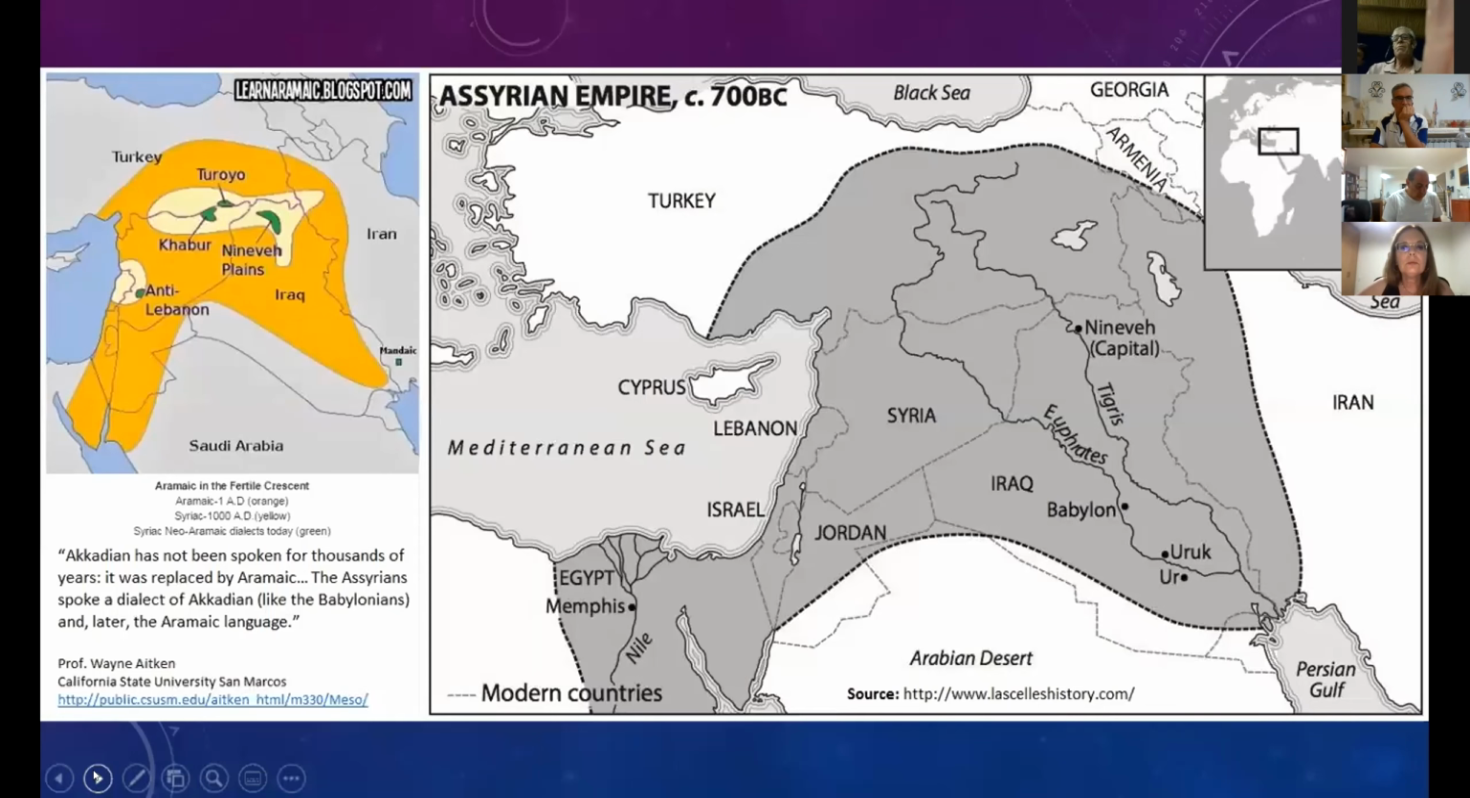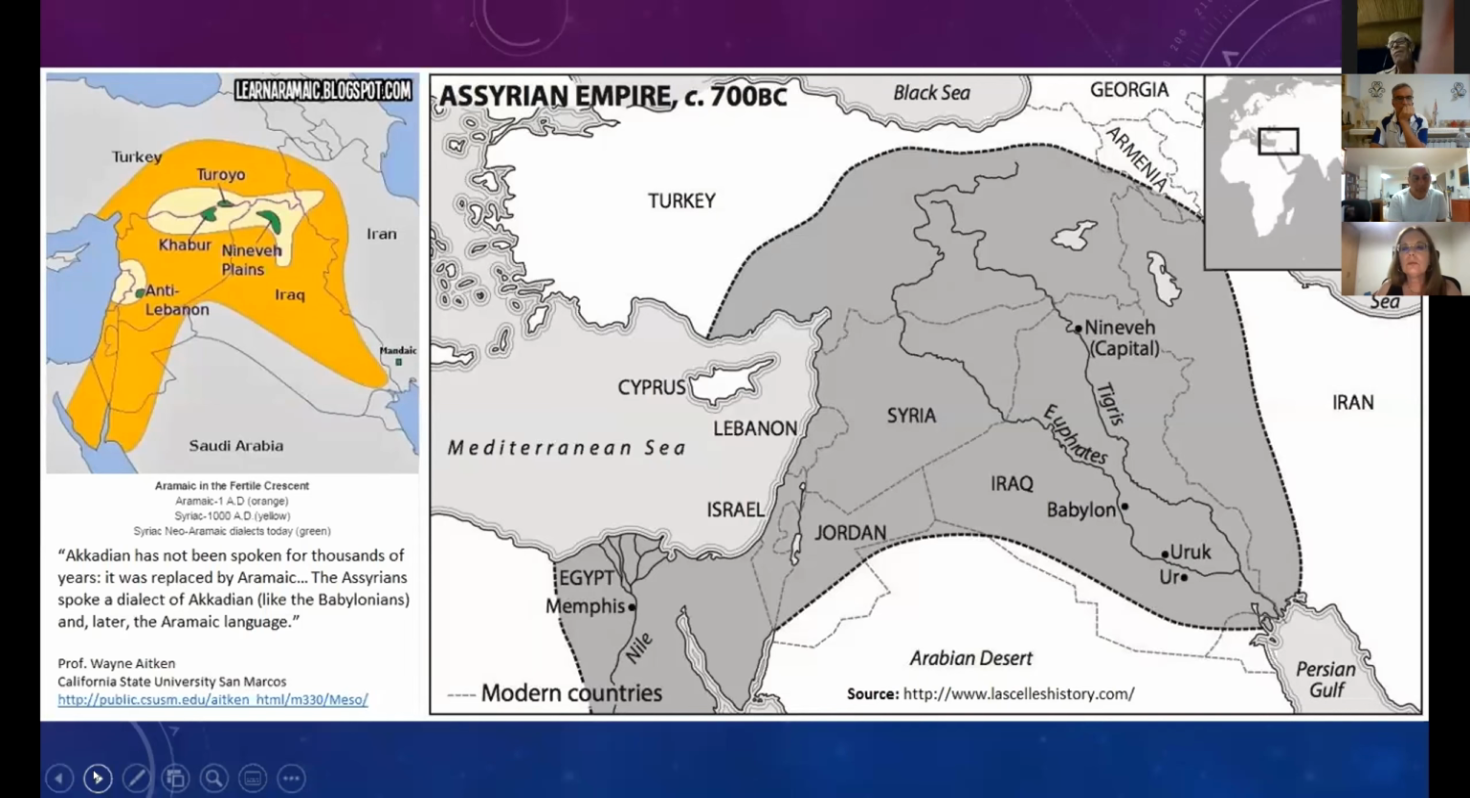From 700 BC, its use as a major means of communication in diplomacy and trade spread throughout Assyria, Babylonia, the Levant, Egypt, and parts of Asia Minor. So here you can see a comparison between the extent of the Neo-Assyrian Empire and the extent of Aramaic.